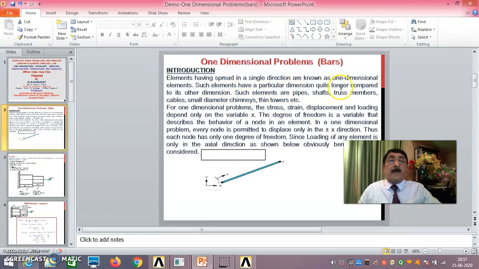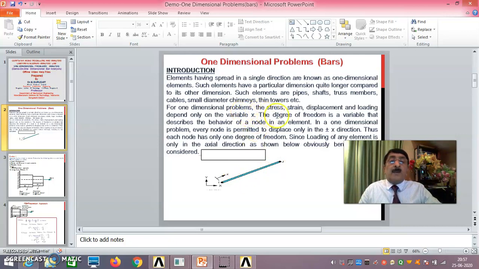Such elements have a particular dimension quite longer compared to its other dimensions. Such elements are pipes, shafts, truss members, cables, small diameter chimneys, thin towers, etc. You can see this is a typical one-dimensional problem, that is a bar, where the length is considerably high when compared to its diameter and all that.